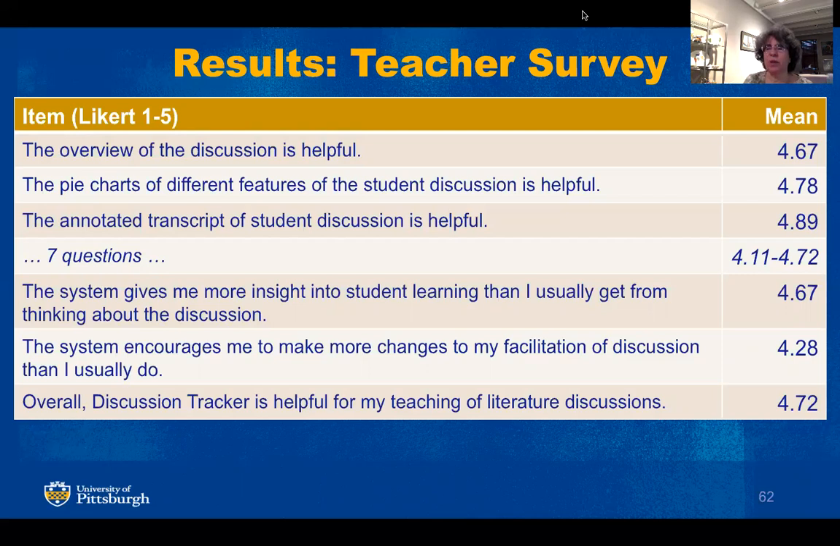5 is the highest score. You can see all of these ratings are close to 5 and suggest that the different functionality that the NLP classifiers can be used to visualize is viewed as very useful, and that the whole system, as a way of having them learn about what's going on and facilitating their professional development, teachers are also quite positive about that.